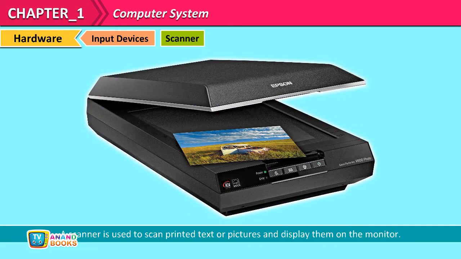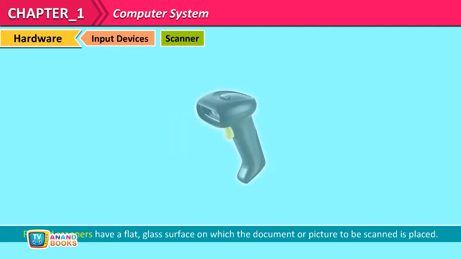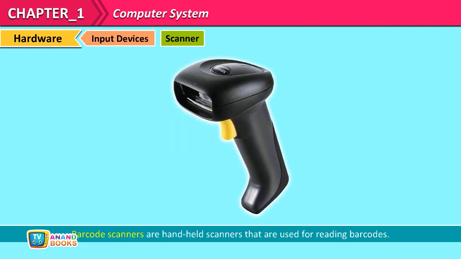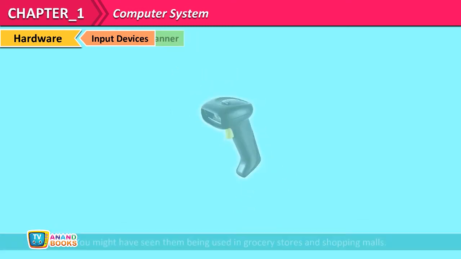Scanner. A scanner is used to scan printed text or pictures and display them on the monitor. The most commonly used scanners are flatbed and barcode scanners. Flatbed scanners have a flat glass surface on which the document or picture to be scanned is placed. Barcode scanners are handheld scanners that are used for reading barcodes. You might have seen them being used in grocery stores and shopping malls.